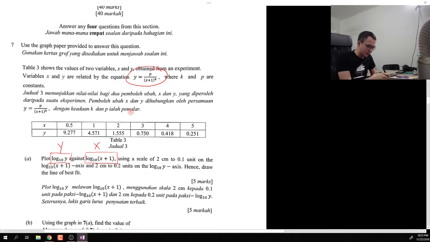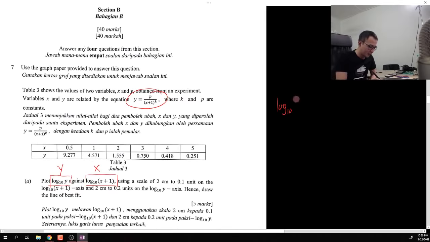So I will show you how to solve this equation, but I'm not going to draw the whole graph for you. Because of log 10 y, you should take log 10 on both sides. So log 10 y equals log 10 of p over (x plus 1) k. Alright, so the log rule tells us that if this fraction is divided, it will become minus, right?